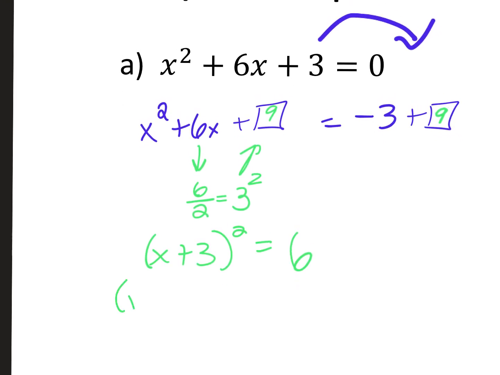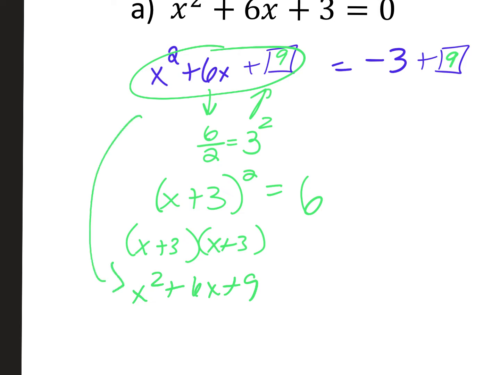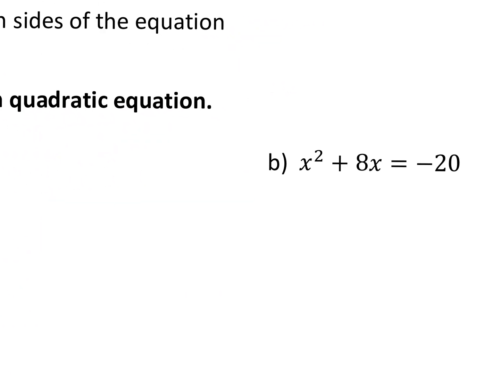You don't have to do this, but if I were to multiply this out, x plus 3 squared, I get x squared plus 6x plus 9, which is what we had right there, right? Same thing. So when you complete the square, this is kind of what your answer is going to look like. So what we're going to do with completing the square in circles is you're going to complete the square twice. We're going to do a bunch of these right now.